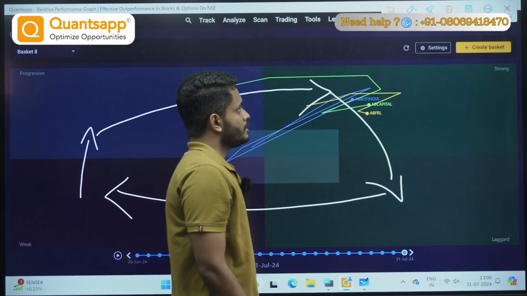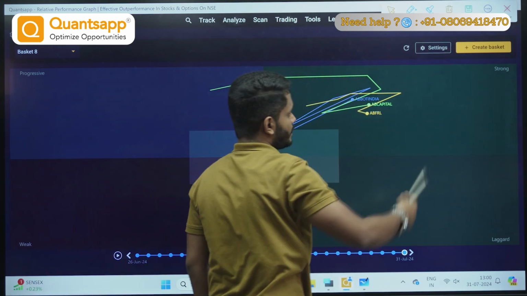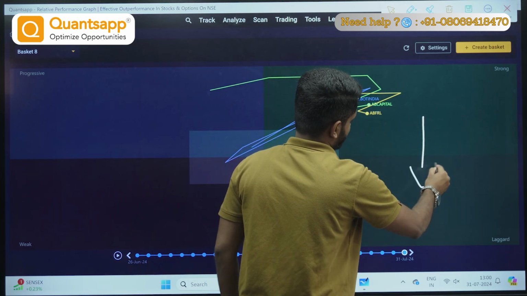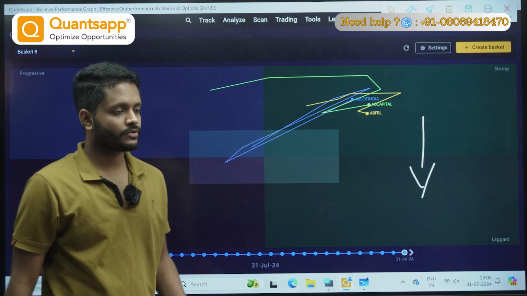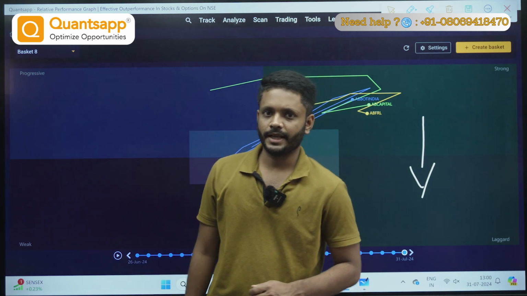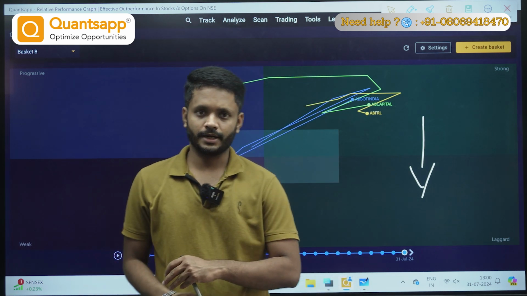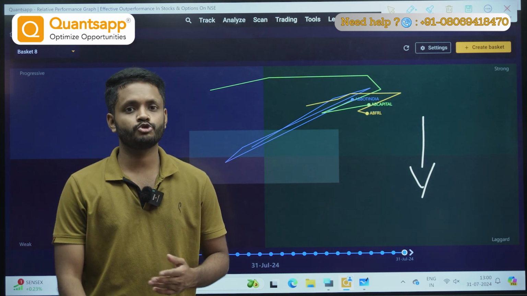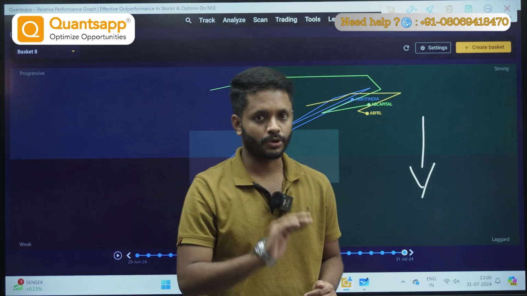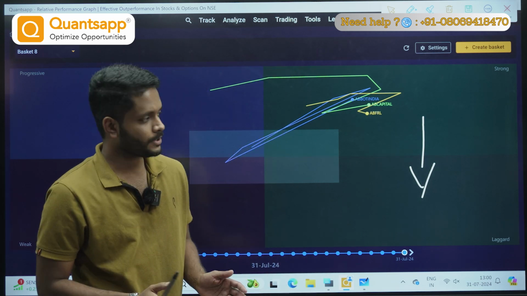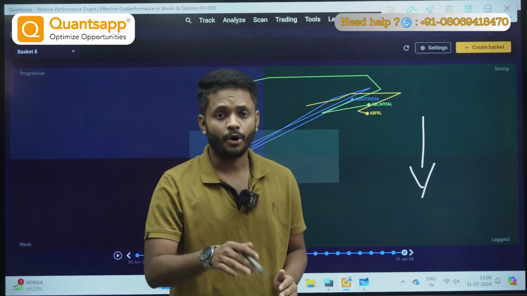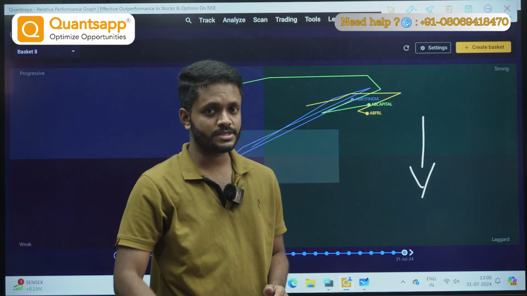Whenever a stock moves from strong to laggard, suppose a stock moves from strong to laggard on the 10th of any month, then on the 11th you are supposed to plan a bearish trade provided the 10th day low is broken. The same concept: on the 10th, suppose the stock hits laggard, you can initiate a bearish trade on the 11th provided the 10th day low is broken.